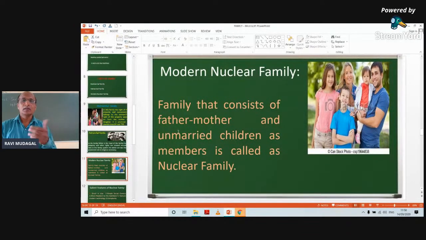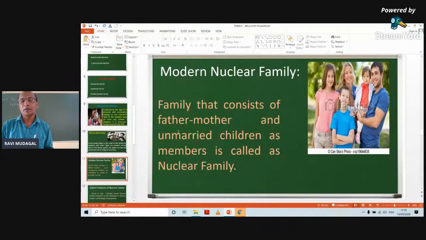A family that consists of father, mother, and unmarried children as members is called a nuclear family. See, in this picture, you can see father, mother, and their children. This is purely a nuclear family. In this picture, you can't find grandfather and grandmother. When it comes to a joint family, you can see grandfather, grandmother, father, mother, and their children. That is a joint family. When it comes to a nuclear family, you can see only father, mother, and children. This is purely a modern nuclear family.